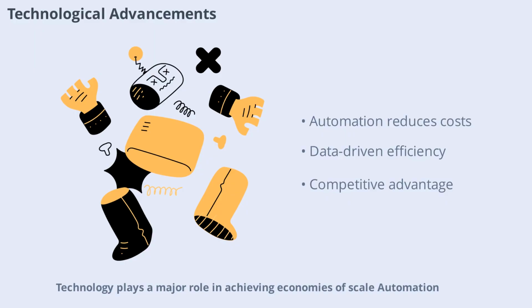Technology plays a major role in achieving economies of scale. Automation, data analytics, and advanced machinery allow firms to produce more at lower costs. Staying ahead in technology can be the difference between leading the market and falling behind.